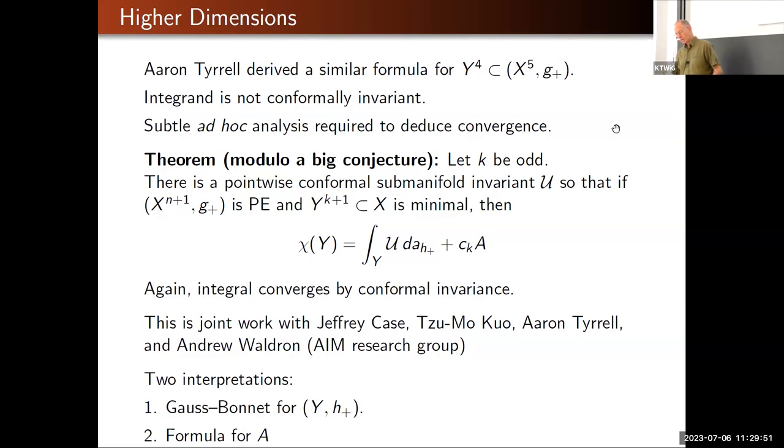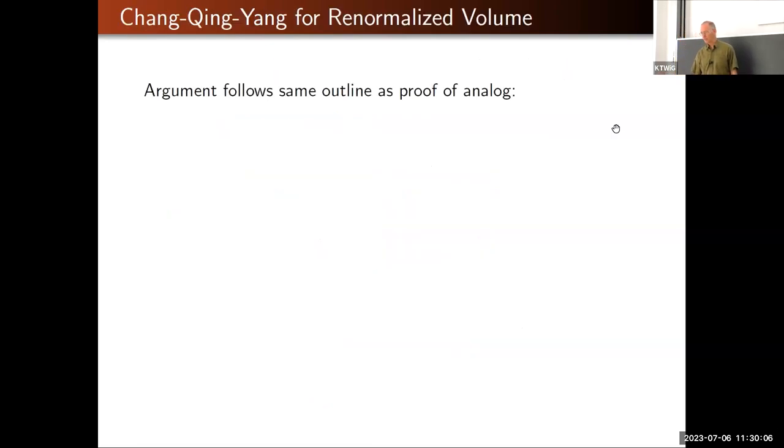Okay, so I want to describe how this is derived. In fact, the whole theorem is motivated by an analogous result in a slightly simpler situation. This is a result involving renormalized volume that was derived by Chang, Qing, and Yang. Their situation was just like this, except there's no submanifold. You just think about the geometry of the Poincaré-Einstein space itself. The Poincaré-Einstein metric has infinite volume, so you do a renormalization of the volume exactly the same way: move in by r, look at the asymptotics, and pick out a volume. They derived a formula like this in that case, and our derivation is going to be modeled on that one.